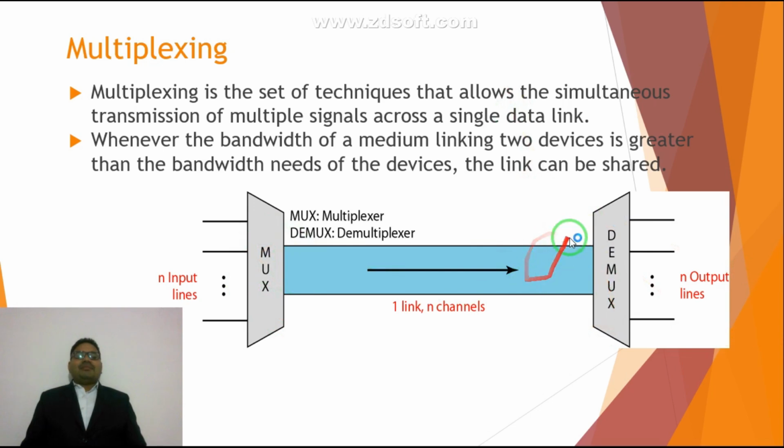This is a demultiplexer, which does the exact reverse operation of the multiplexer. It performs the operation of one to many. It means the composite signal is split into n output lines, which is equal to the number of input lines.